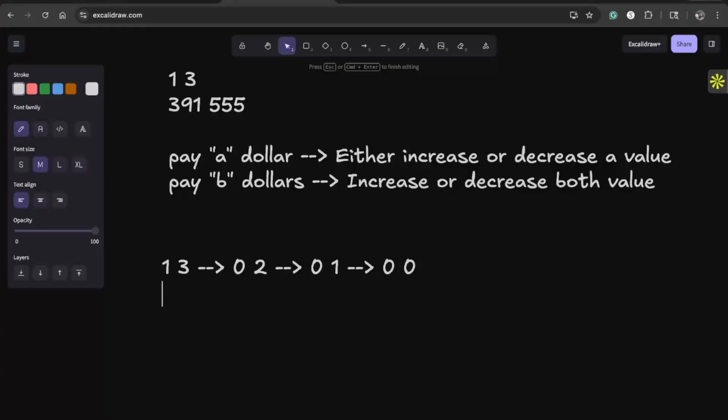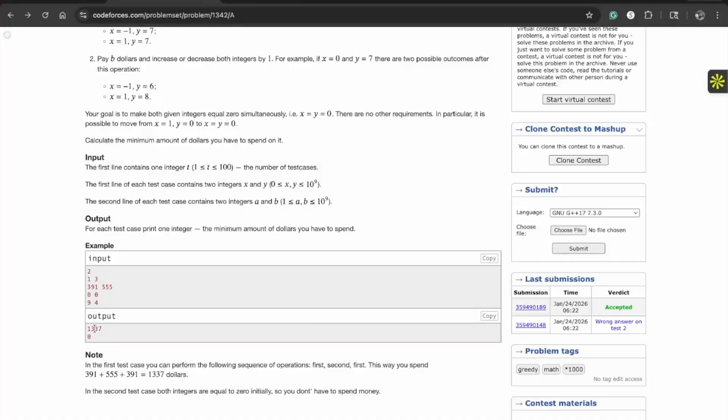In this case, we spent our money this way. So this was our base, and after the base we spent b dollars to decrease both values, a dollars to decrease one value, and a dollars again to decrease another one value. So our total in this case is simply 2a plus b, and if we do the math, we'll get the same answer that they have here, which is 1337.